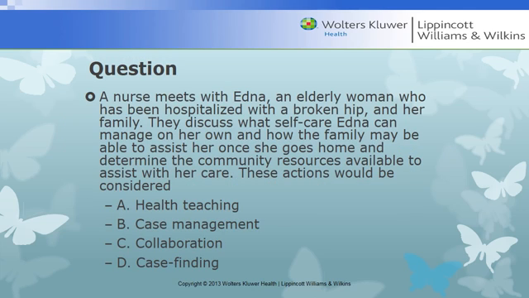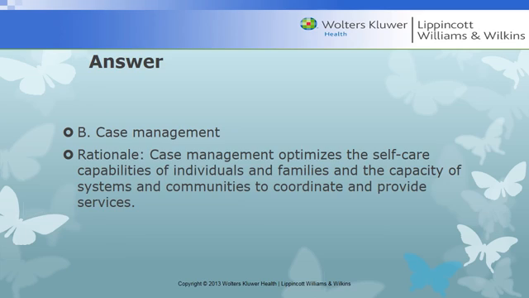Question number 2. A nurse meets with Edna, an elderly woman who has been hospitalized with a broken hip, and her family. They discuss what self-care Edna can manage on her own and how the family may be able to assist her once she goes home and determine the community resources available to assist with her care. These actions would be considered A. Health teaching, B. Case management, C. Collaboration, or D. Case finding. The answer is B. Case management.